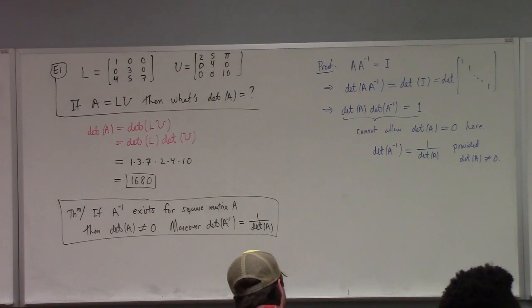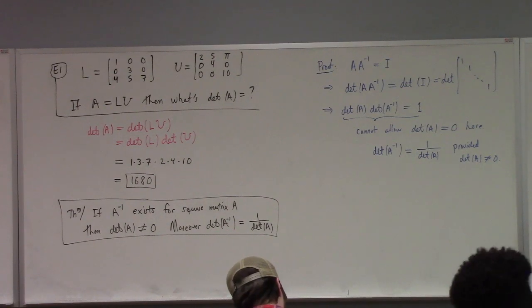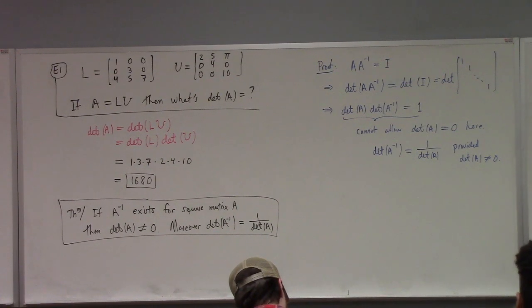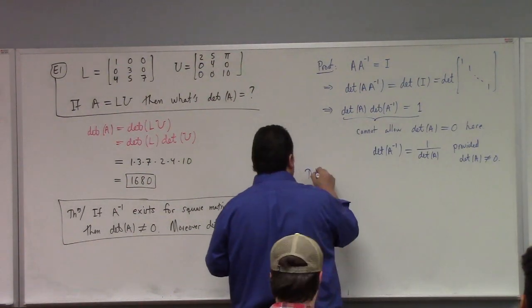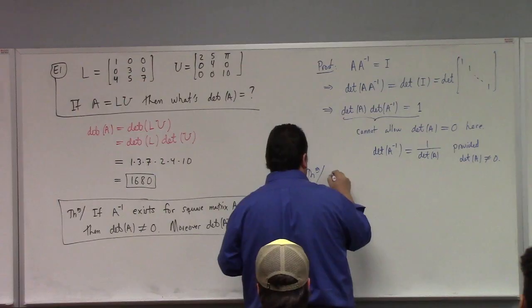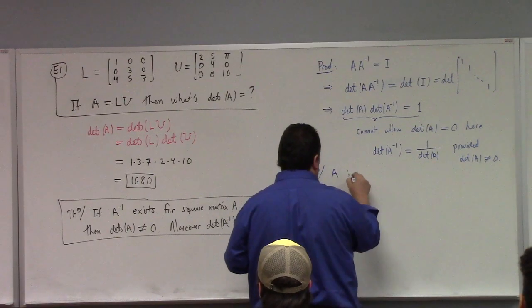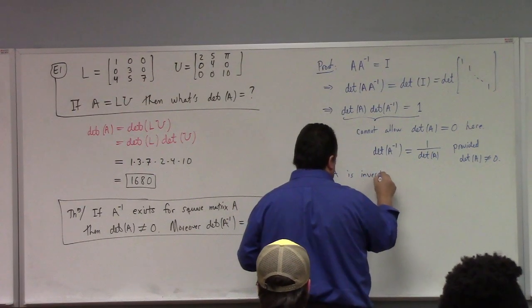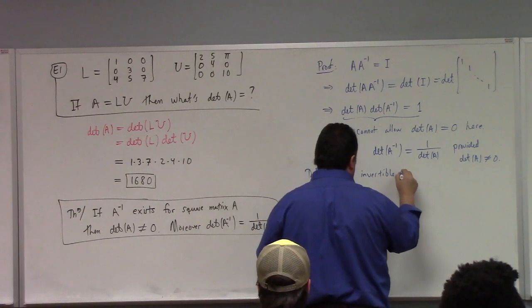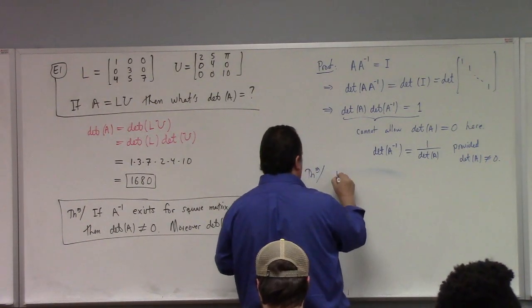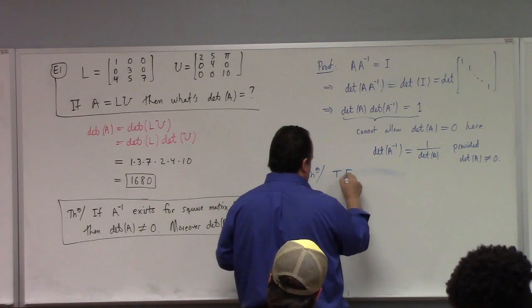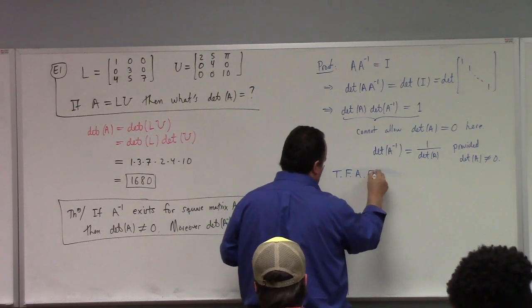So we now have yet another criterion on our list of criteria for invertible matrices, right? Do you guys remember what it was? What was the theorem we had? A is invertible, then, I'm sorry, let me say it a different way. The following are equivalent.